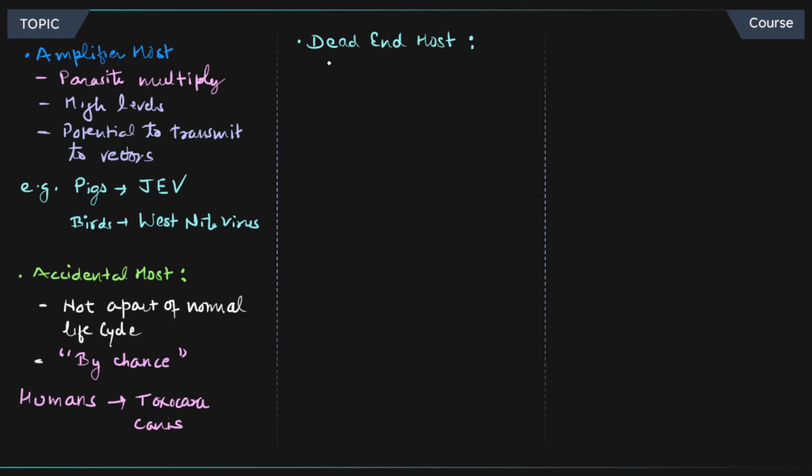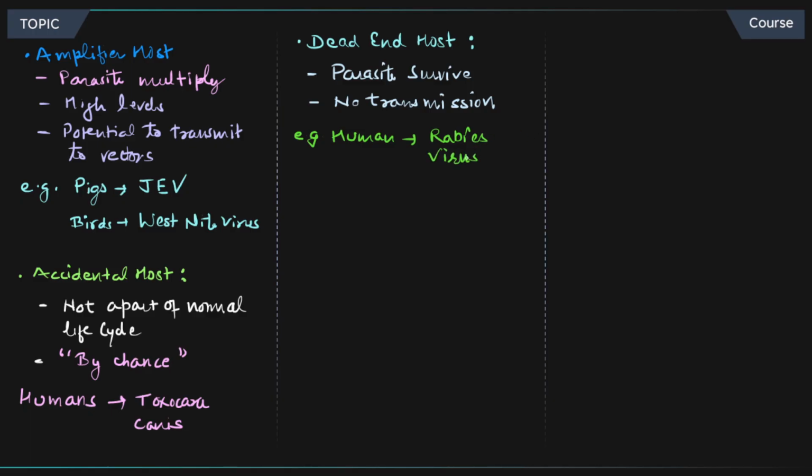Dead end means after that it cannot be transmitted further. The point is the parasite is going to survive if it enters into a dead end host, but it's not going to get transmitted further, essentially terminating the life cycle of that particular parasite. So example, interestingly, humans for rabies virus. As I told you, we are also discussing viruses in this case. You have humans for Echinococcus. Echinococcus, if it enters inside humans, that's the dead end host. We are not going to transfer this particular parasite to any other host.